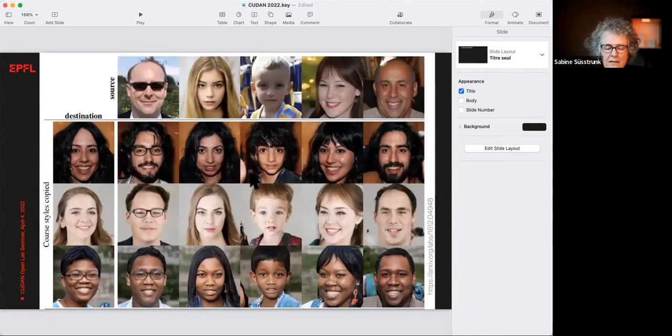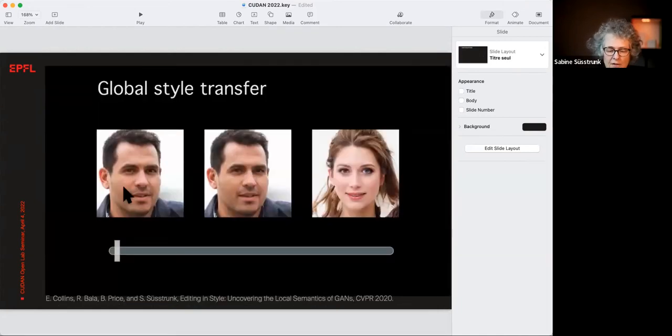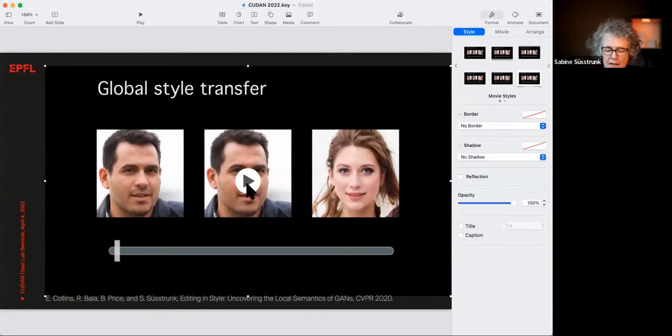2018, this is the output we got. The top row and the left column are GAN outputs, and by manipulating a little bit in between, you could even interpolate between those. That was 2018. This is 2019. And in 2019 we also came up with a method of interpolating, first the global one.